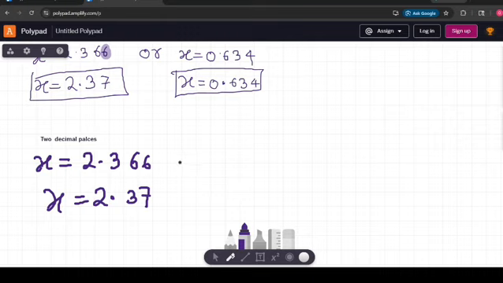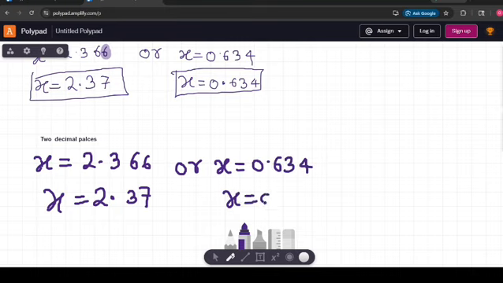Whereas the second value of x, that is x is equal to 0.634. Again 4 is less than 5, so the number remains the same and it will be x is equal to 0.63.